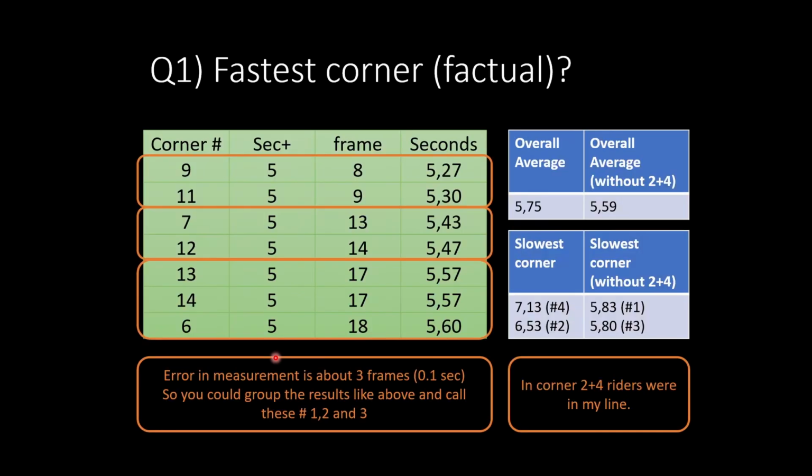So the only thing what I did was, okay, let's make it factual. So what I did was I timed in the videos all the corners from a starting point somewhere in the video and an ending point somewhere in the video. And it turns out that corner number 9 and 11, they were the fastest. And corner number 7 and 12, they're very close as well, but to each other, so to say. So that is for me the second fastest corner, and 13, 14, and then number 6 are again very close to each other. So I call that the number 3 in speed.